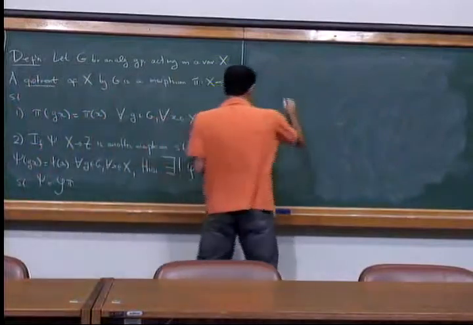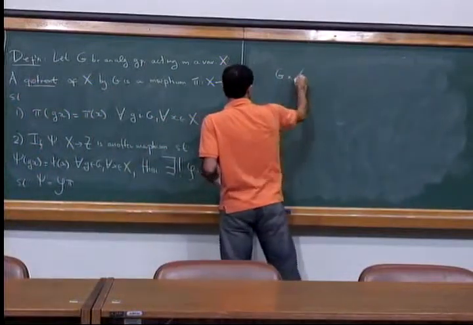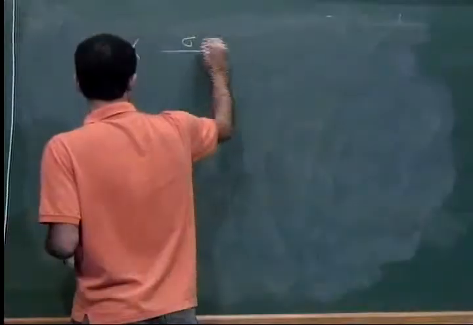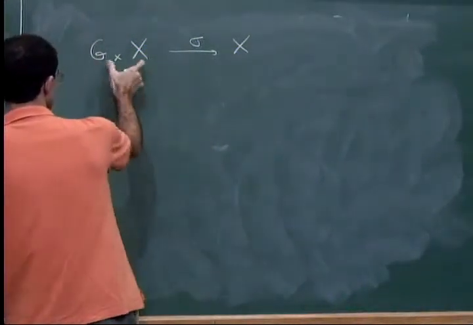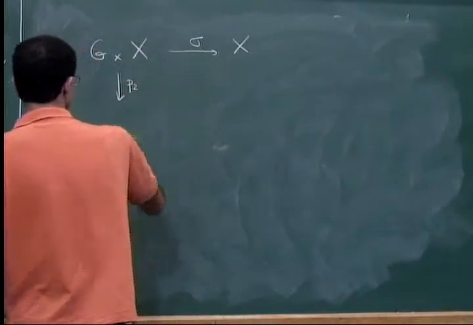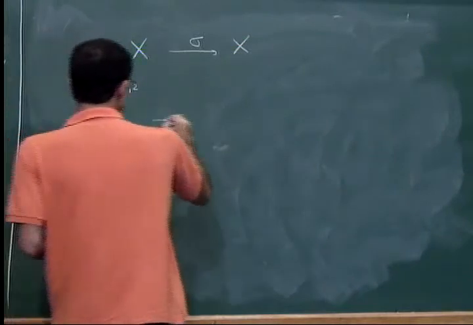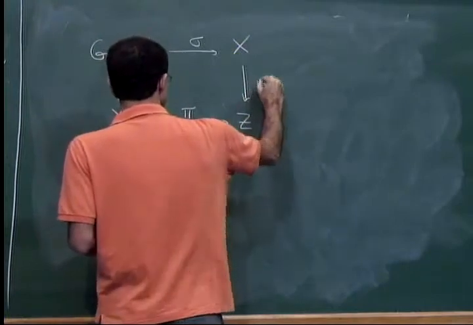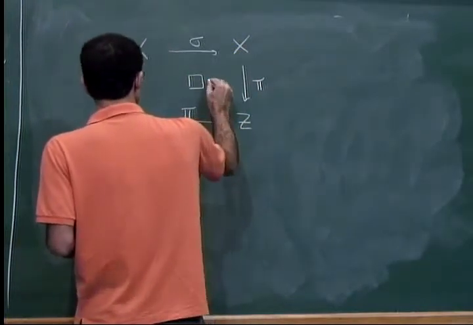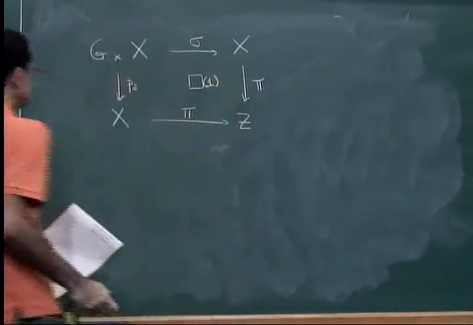Okay, so in diagram terms, we have the action here. Right? Here we have the projection. So here we make gx, here we just take x. And what we need, the first condition, is simply that this diagram must commute. So that's condition 1.